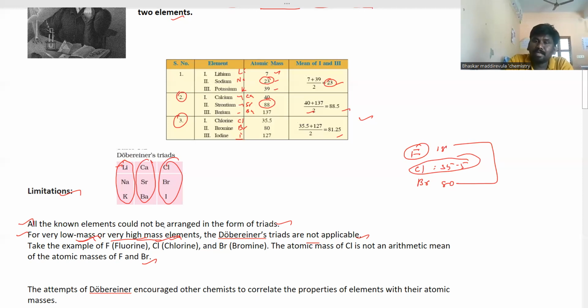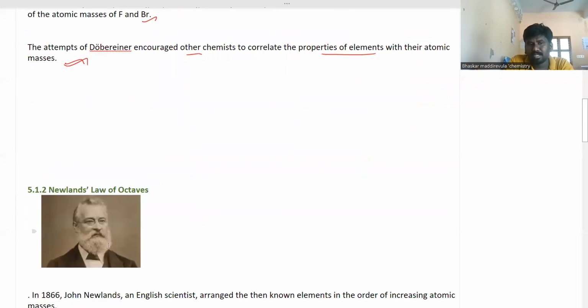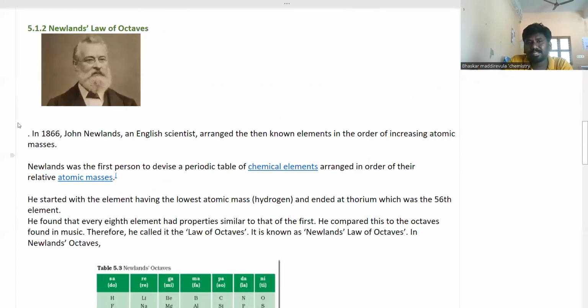Okay, though there are limitations, this attempt of Dobereiner encouraged other chemists to correlate the properties of elements with atomic mass. Though there are some limitations with the Dobereiner triad, his work gave encouragement to other chemists to correlate the properties of elements with atomic mass. Among them, one of the chemists is Newlands. He correlated the properties of elements with the atomic mass.